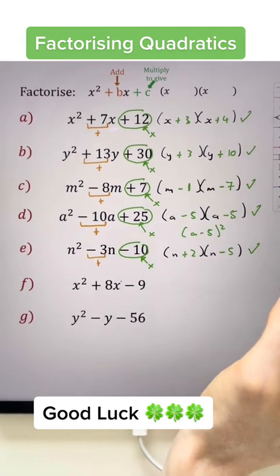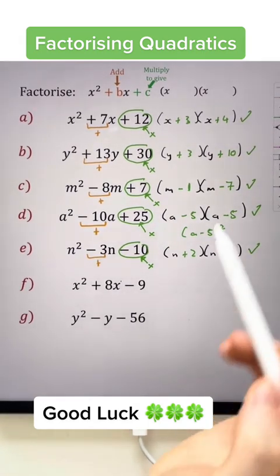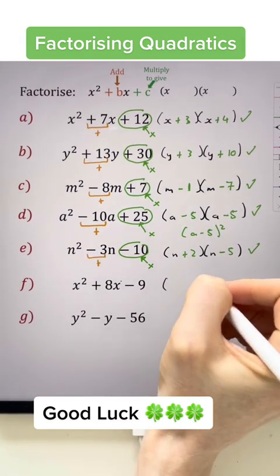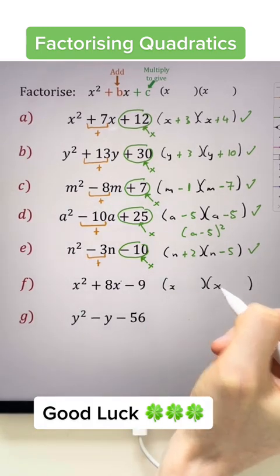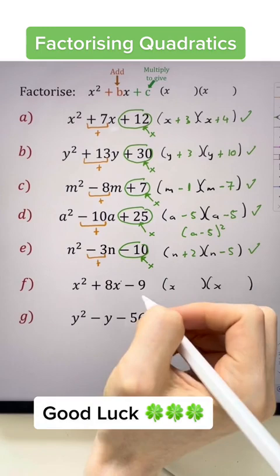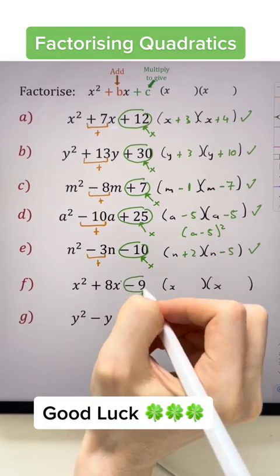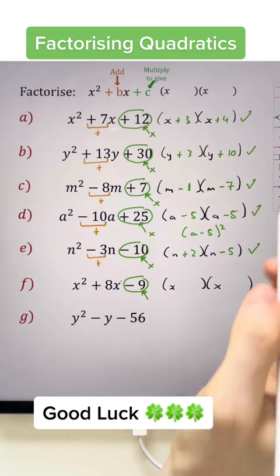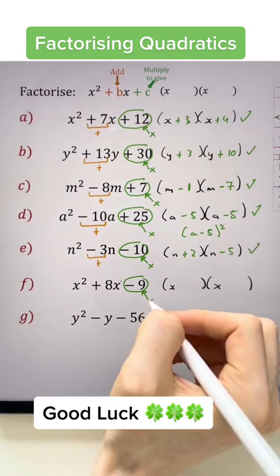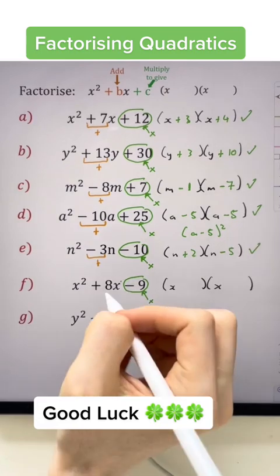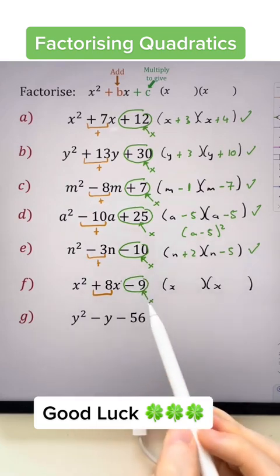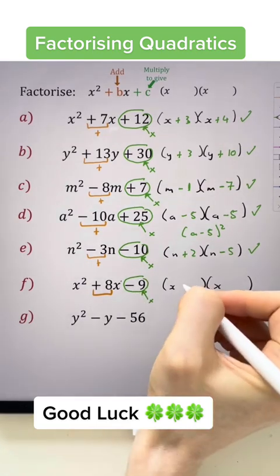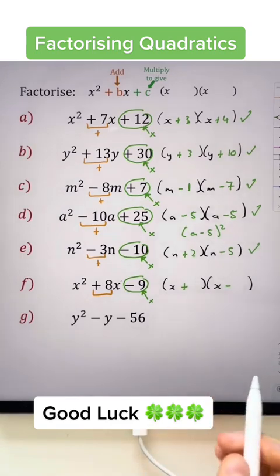For question F, this time I've got a quadratic in terms of x, so double brackets. As it starts x squared, each bracket will start with a single x. In this case, I want to find two numbers that multiply together to give us our constant, which in this case is negative 9, and the same two numbers must still add together to give us the number in front of the single letter, which in this case is plus 8. Again, if our constant, our number term, is negative, the only way to get a negative when multiplying is to have one positive and one negative in our brackets.